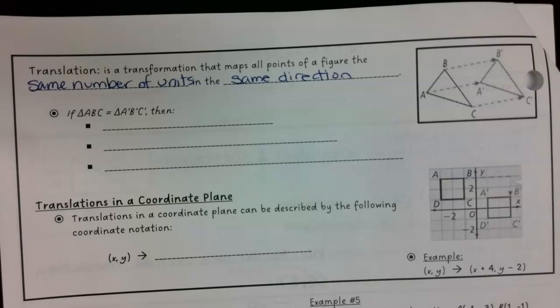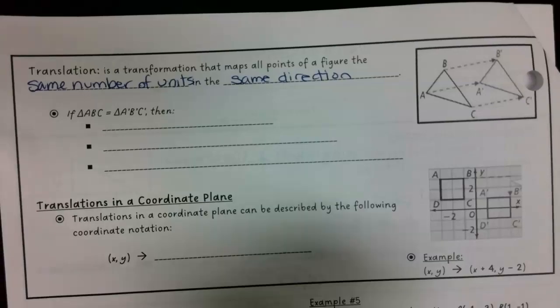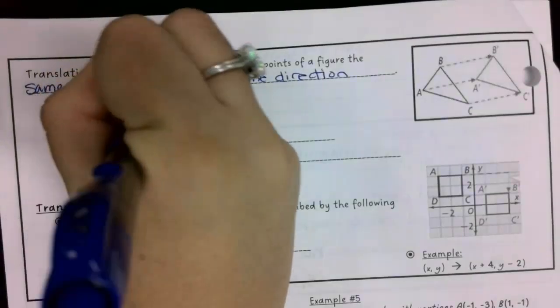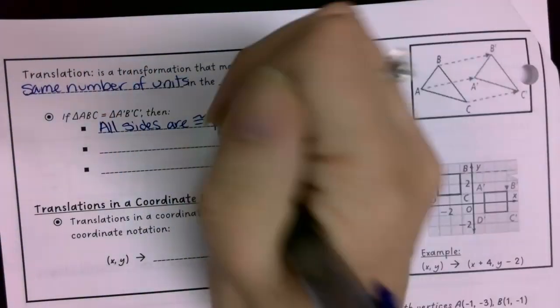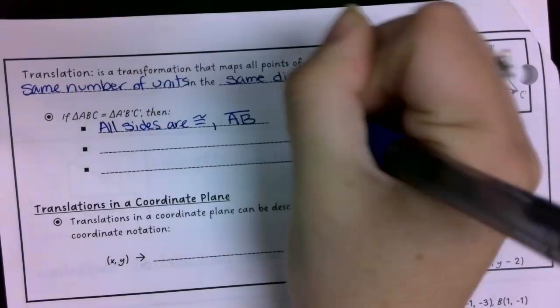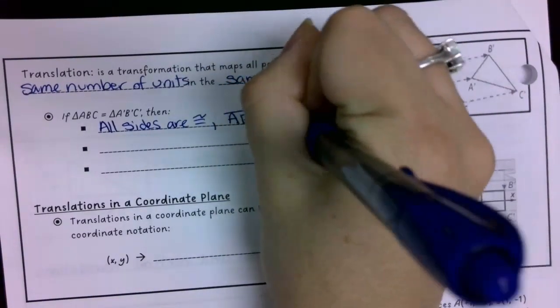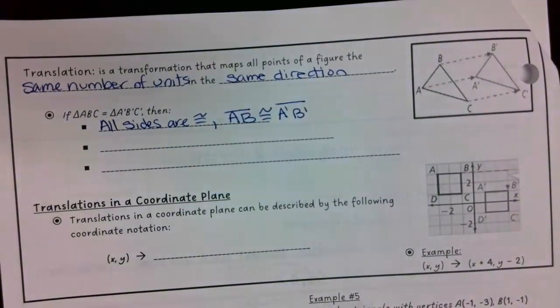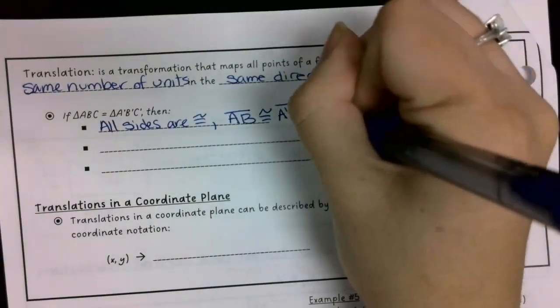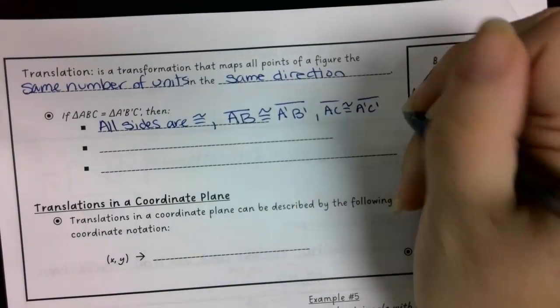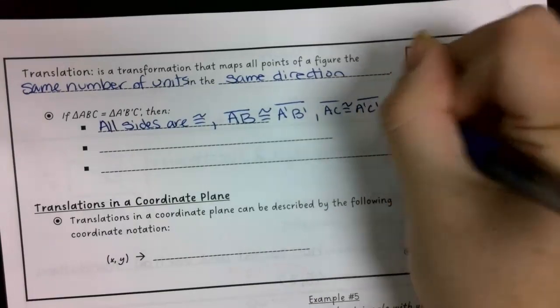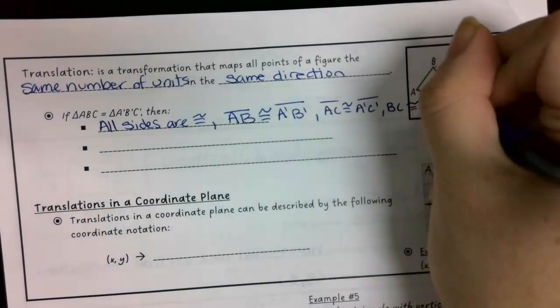Okay, so if triangle ABC is equal to triangle A prime, B prime, C prime, then all sides are congruent. And that means if I had something like AB, it would be congruent to A prime, B prime. And I would do that for all the sides. So I'd have AC is congruent to A prime, C prime, and BC is congruent to B prime, C prime.